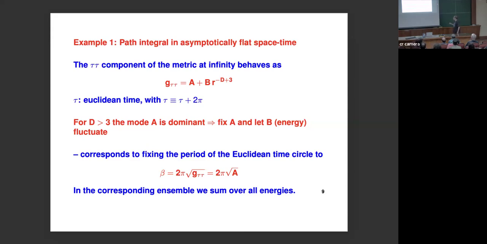So in asymptotically flat space-time, if you look at the tau component of the metric at infinity, then in the classical solution, this tau component of the metric will have a constant piece, and then there will be a piece which is proportional to r to the minus d plus 3. In 4 dimensions, you are familiar with this. The metric at infinity goes as 1 minus 2GM over r. Those are these 2 constants over here. Tau is the Euclidean time. We fix the period of the Euclidean time, say, to be 2 pi. That's just normalizing tau.